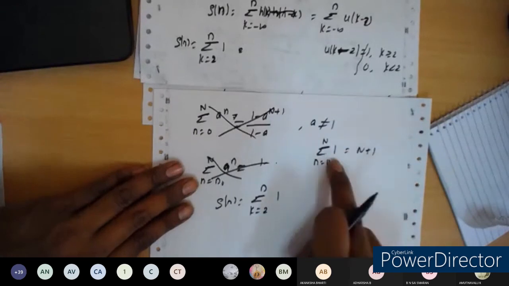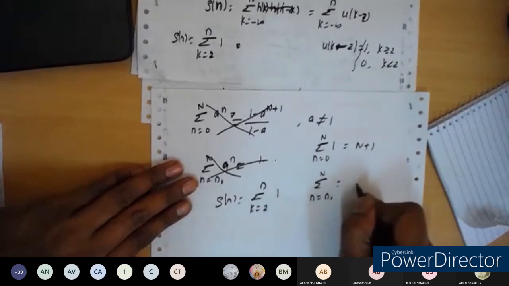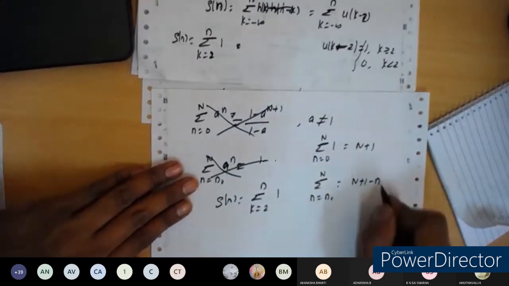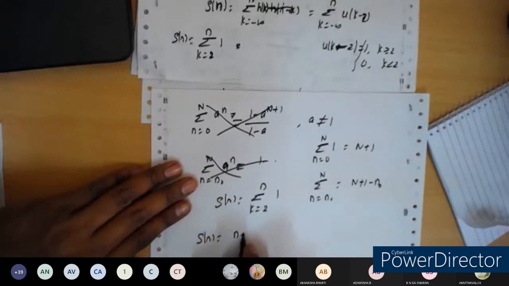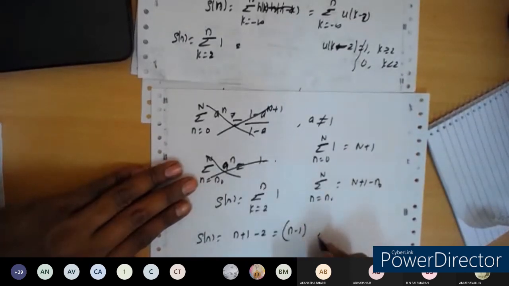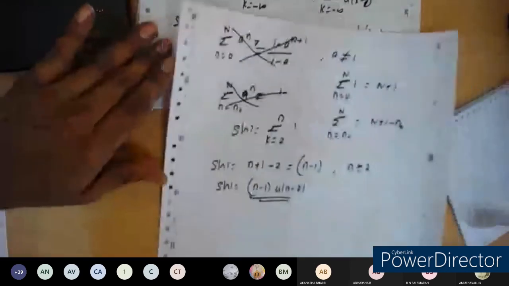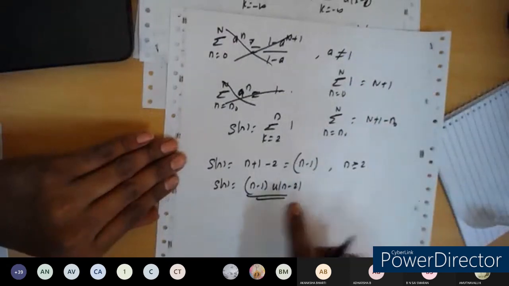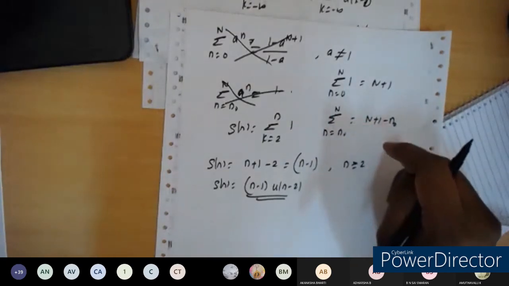Okay, so if 1 is there, we can use this formula. Suppose you have n equal to n naught to n, we can write this as n plus 1 minus n naught. Here it will become n plus 1 minus 2, so n minus 1. Since it starts from n greater than or equal to 2, S of n we can take as n minus 1 into u of n minus 2. This is the step response. That's why make a list of formulas at the end of your notebook, otherwise it is difficult for you to do the problems.